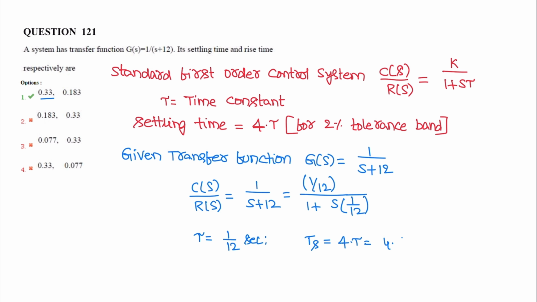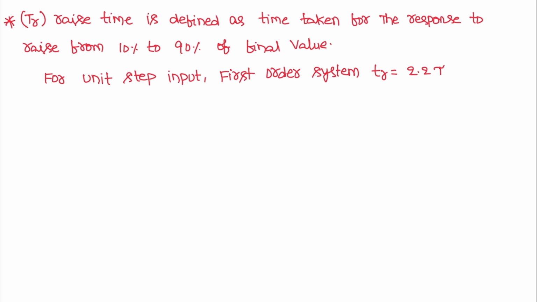So from this, settling time ts is equal to 4τ, that is 4 into 1/12, which is 1/3 second, or 0.33 seconds. Settling time is 0.33 seconds, and they also ask you to calculate the rise time for the first order control system. The definition of rise time is the time taken for the response to rise from 10% to 90% of its final value for unit step input. For a first order system with step input, rise time is given as 2.2τ.